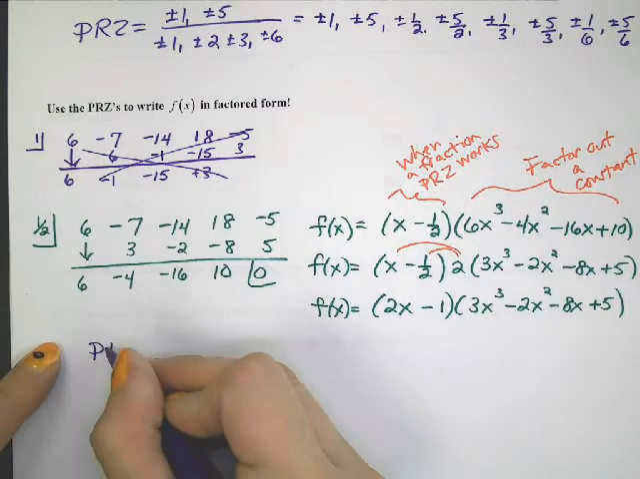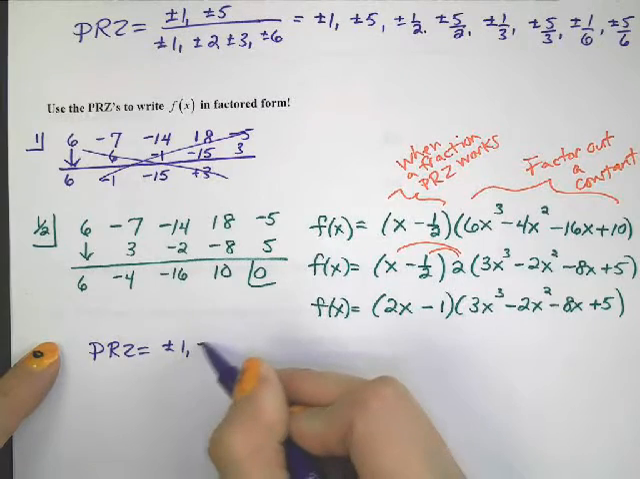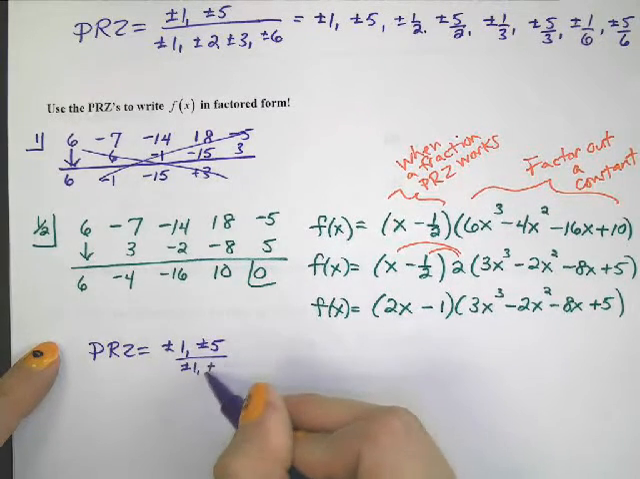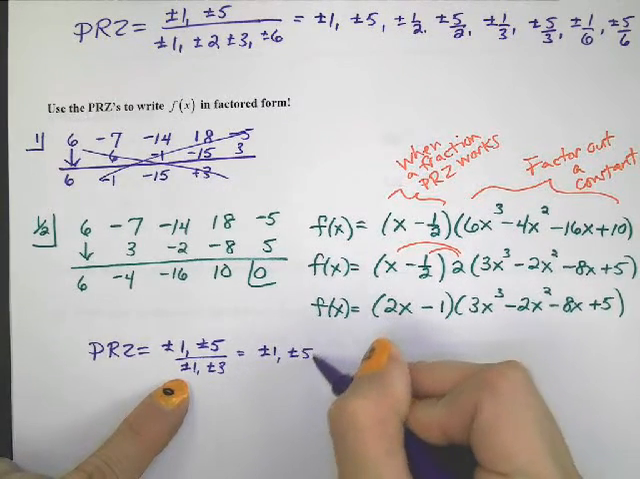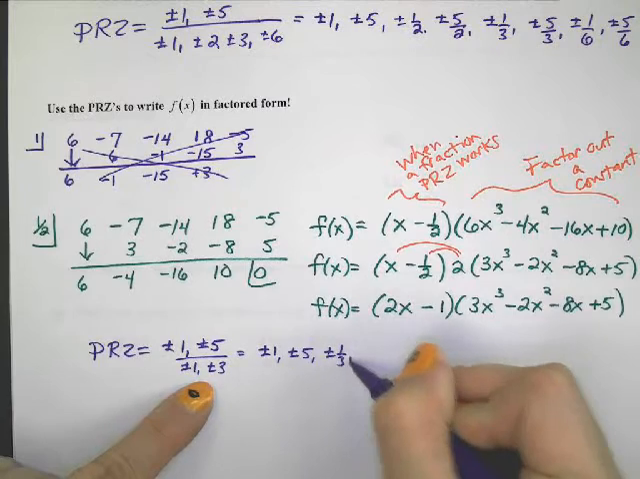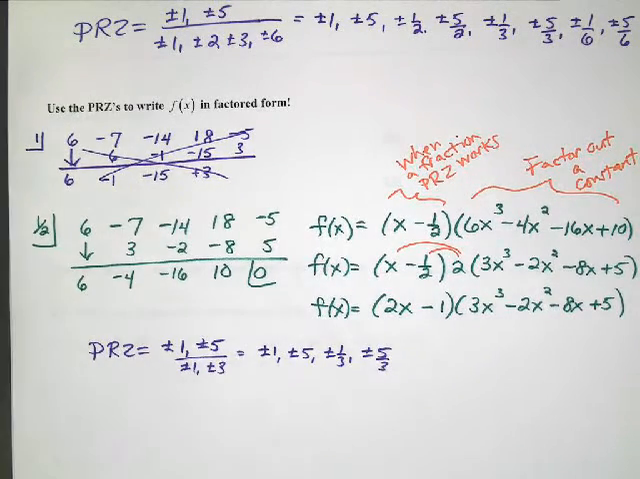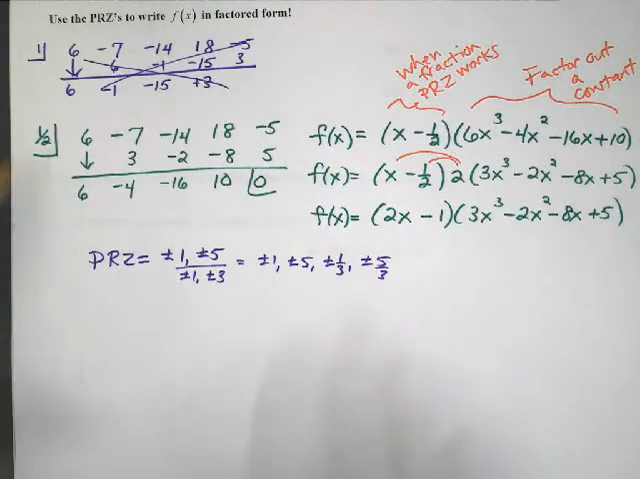So the new and improved list of PRZs would be plus minus 1, plus minus 5, and then over plus minus 1, plus minus 3. So our answers are 1, 5, 1/3, and 5/3. So it does cut down on your list of numbers to try. The ones didn't work before, so they're not going to work again. I'm not going to test 1/2 again.